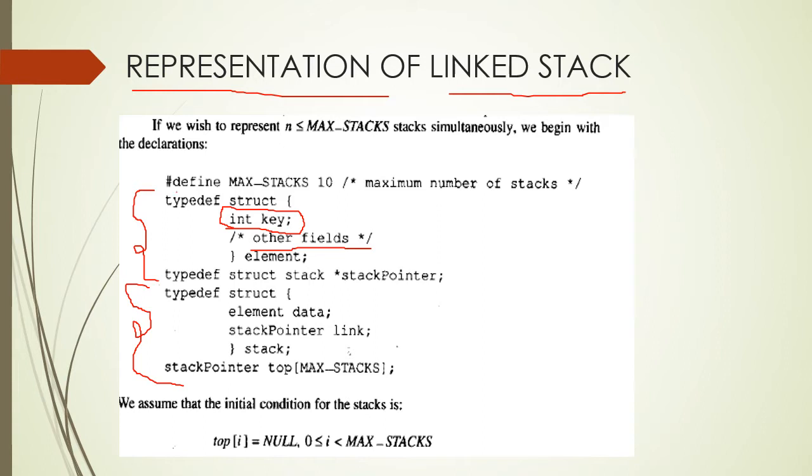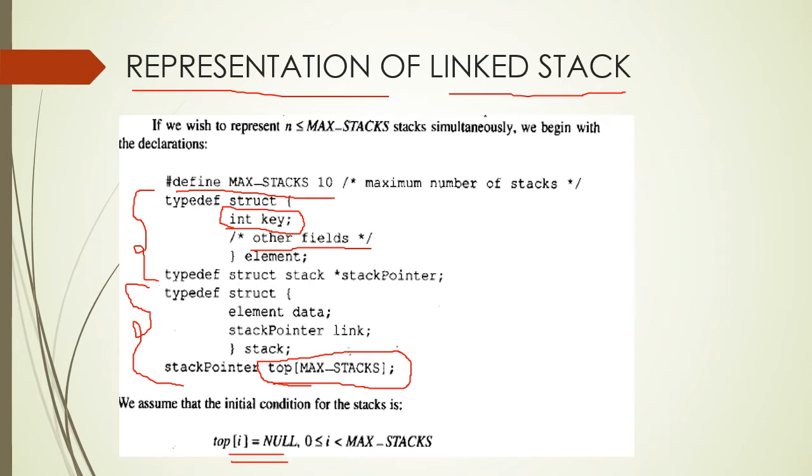As I already mentioned, here we are implementing multiple stacks. That means we are assuming that more than one stack is present inside the memory. So, that is why we are using an array of top. Top is not a single variable, it is more than one variable. So, top of i equal to null means the ith top is null, which means there are no nodes or no elements in the ith stack.